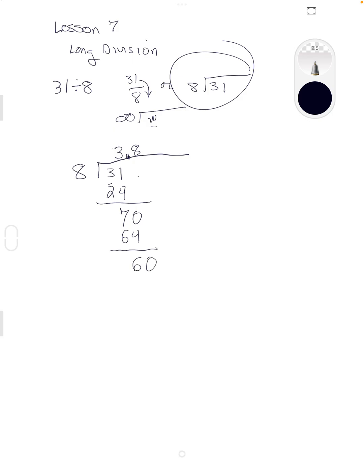Add a 0. So then I say 8 times what is 60? Well, 8 times 7 is 56, which is as close as I'm going to get. And I end up with 4 left over. Then I'd say, 8 times what is 40? Well, 8 times 5 is 40. When I get to the point where it is 0, I am done. The answer is 31 divided by 8 is 3.875. That's how you do long division with a simple fraction like this.